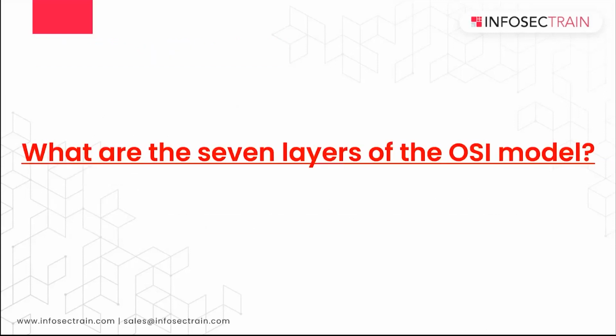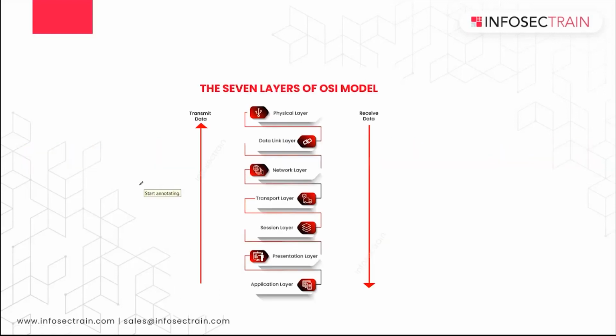Now, what are the 7 layers of the OSI model? Can anyone tell me all the 7 layers? It should not be mismatched. It should be aligned from layer number 7 to layer number 1, or layer number 1 to layer number 7. This is a very common question that is asked. From a sender perspective, it will go from the application layer to the physical layer, and from a receiver perspective, it will go from the physical layer to the application layer. So we have the application layer, presentation layer, session layer, transport layer, network layer, data link layer, and physical layer.